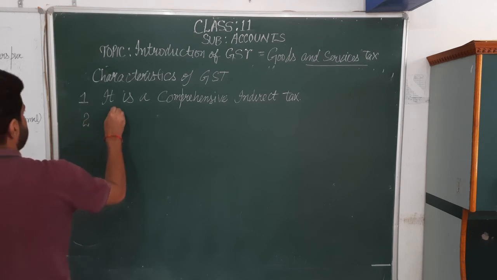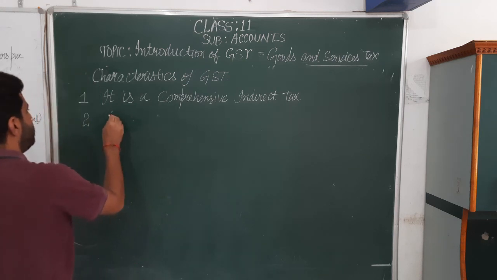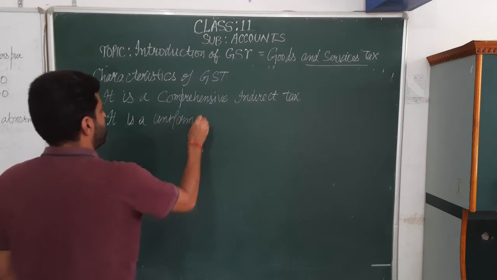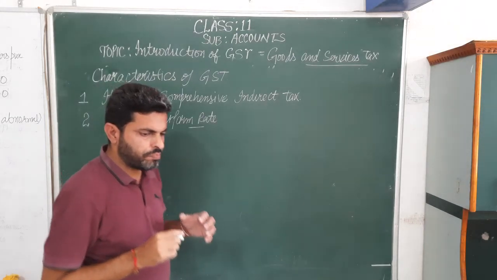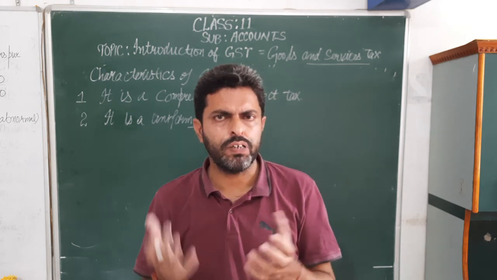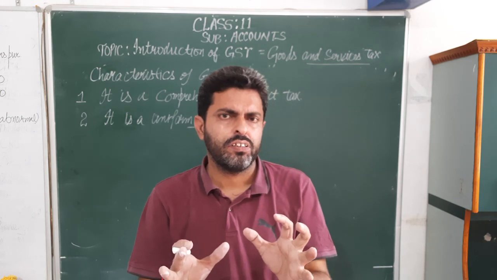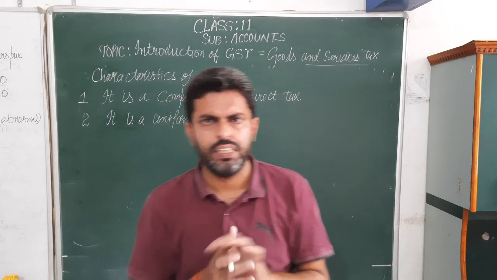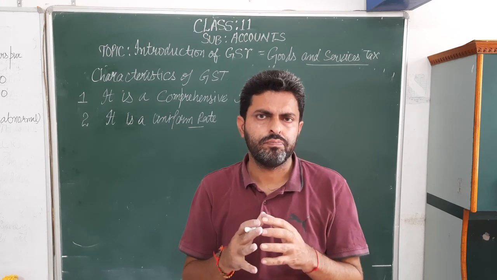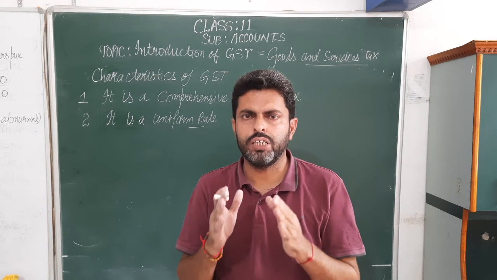Second, it is a uniform rate structure. It means if we purchase goods from Rajasthan, Delhi, UP, Punjab and union territories, then the same rate of GST is applied. Whenever we make any purchase or sale all over India, the same GST rate will be applied, whether Bihar, Rajasthan or Punjab. Okay.